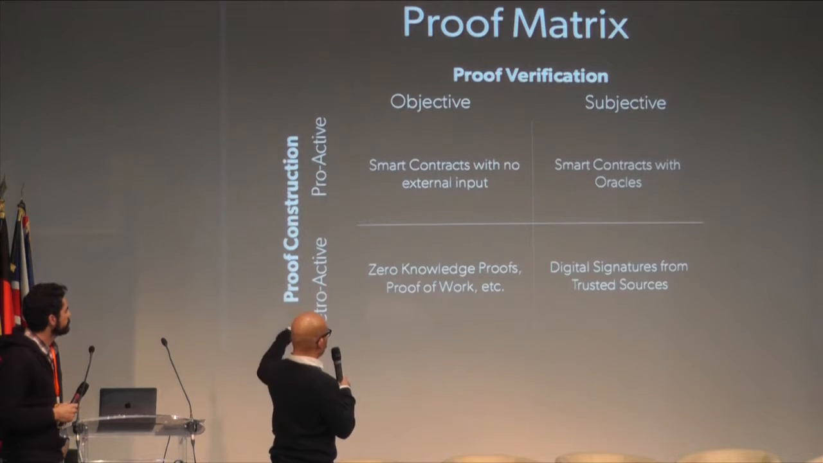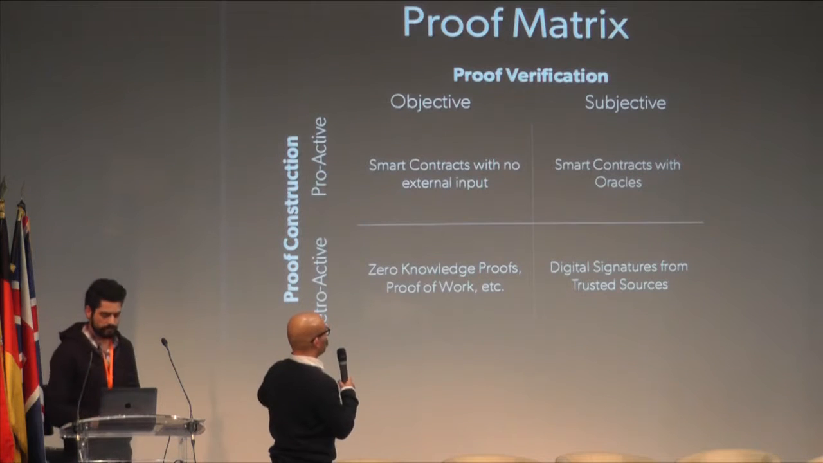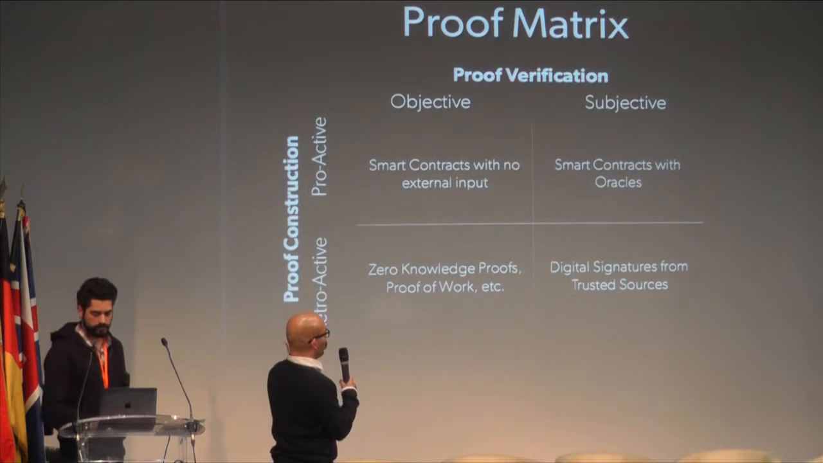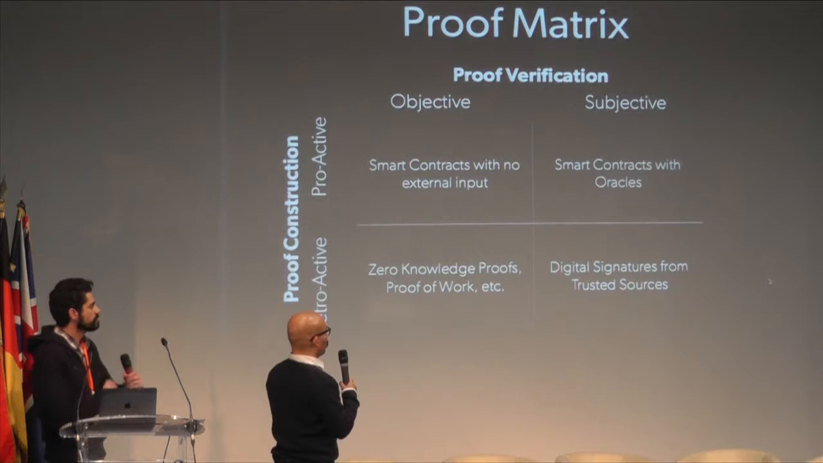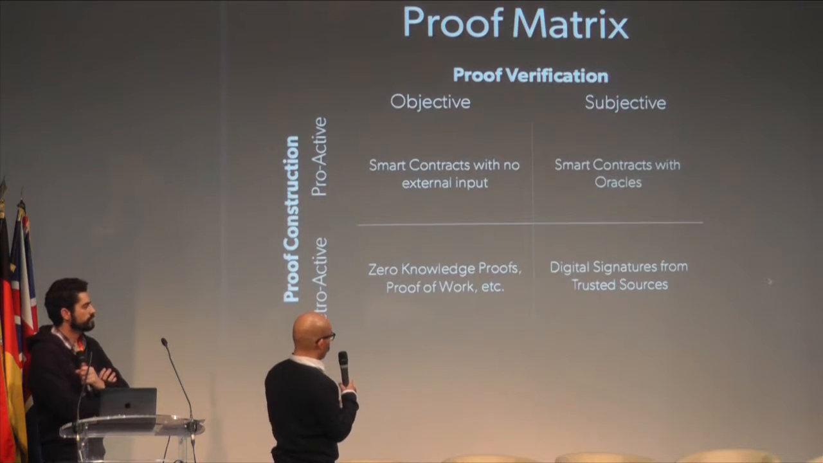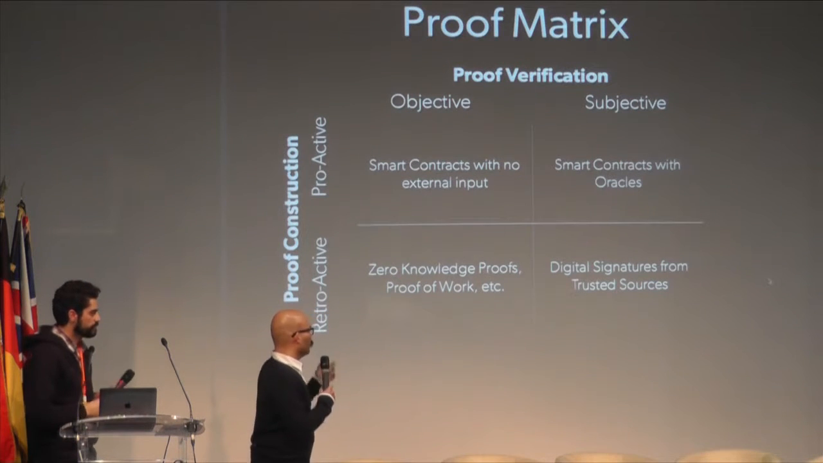So basically from the construction, you see these two parameters of proof of what should happen versus proof of what already happened. And based on that, the verification would be either you can objectively, mathematically verify it, or you need to have a trust source or some kind of trust to verify it.